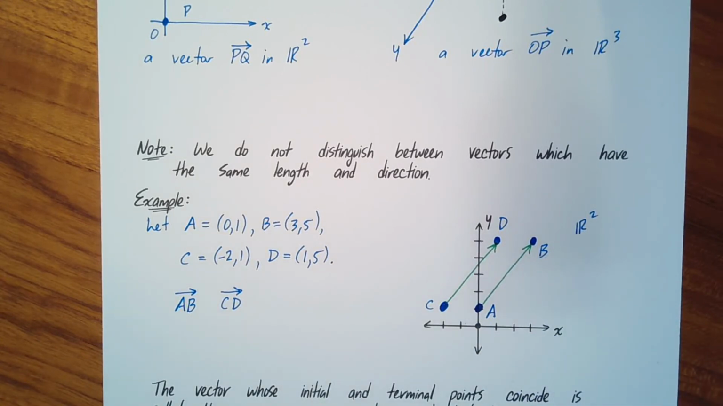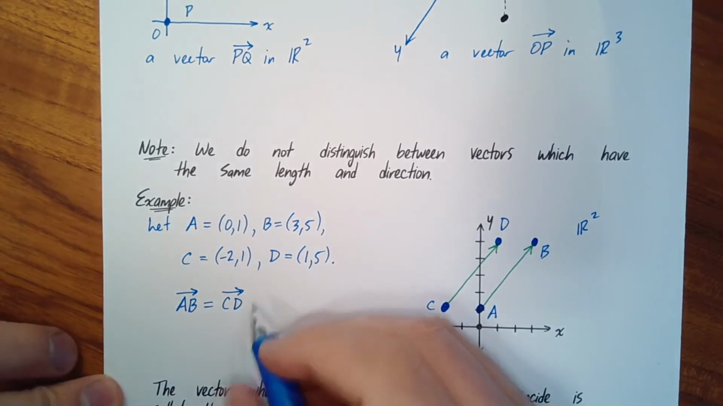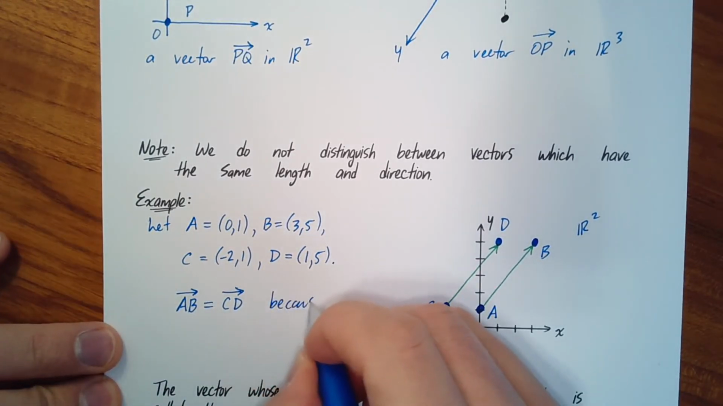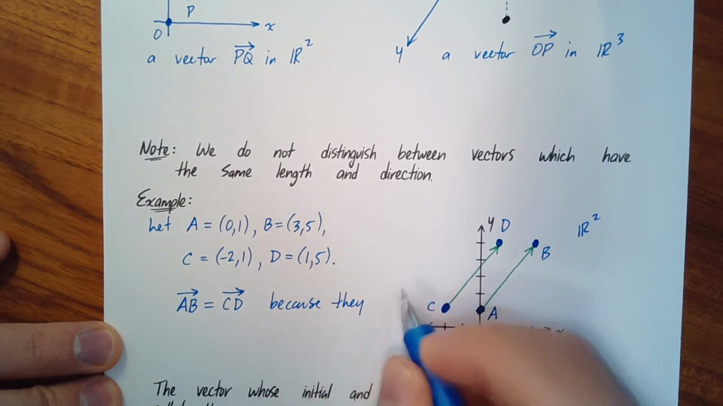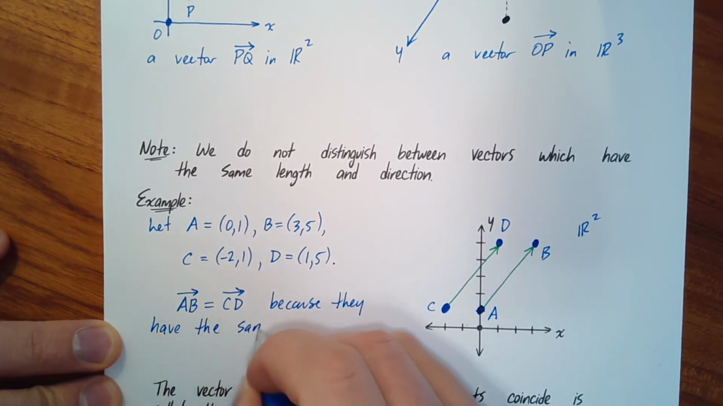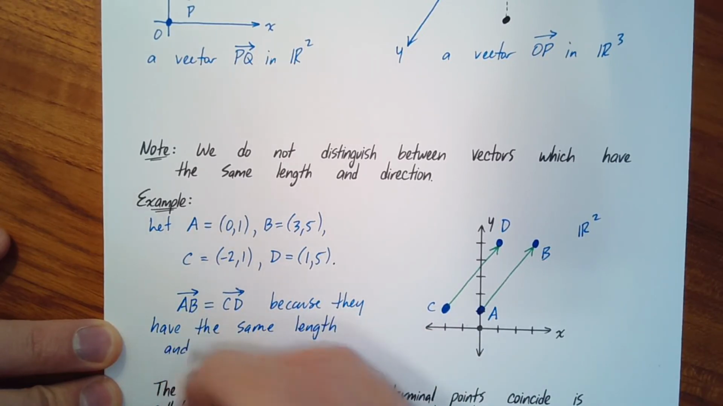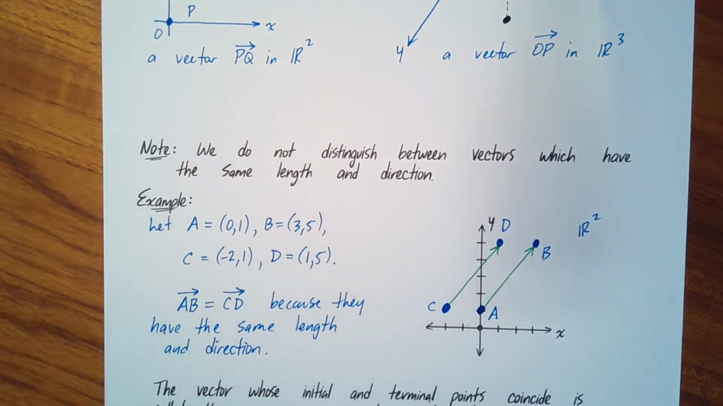Because they have the same length and direction, we don't distinguish between them. They're equal. So we'll just say AB is equal to CD because they have the same length and direction. Okay, so that's really all there is to this remark. That's all this is saying.